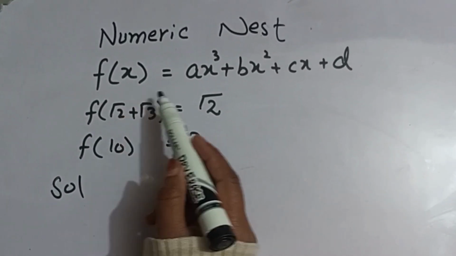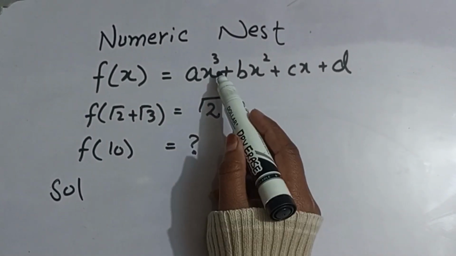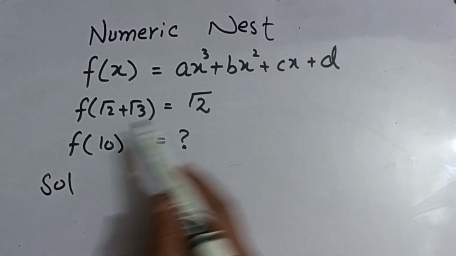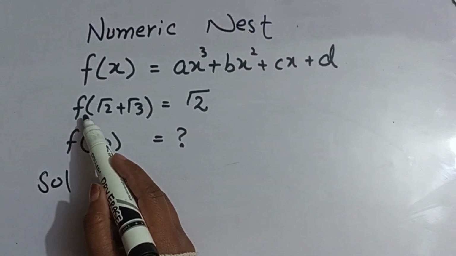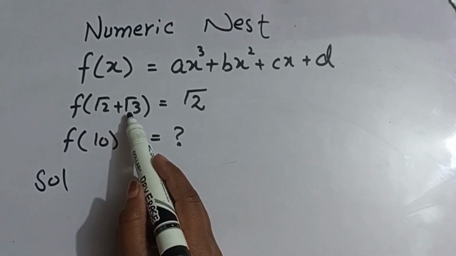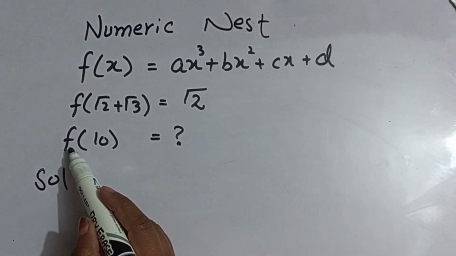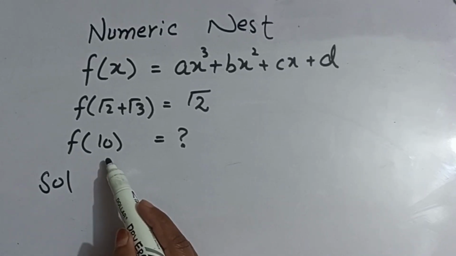In this video we are going to solve this question. We have f of x equal to a times x cube plus b times x square plus c times x plus d. The question gives that f of square root 2 plus square root 3 is equal to square root 2, and we find the value of f of 10. So let's start.